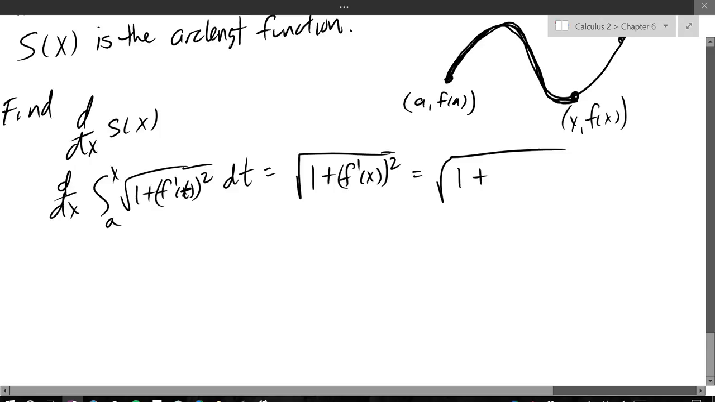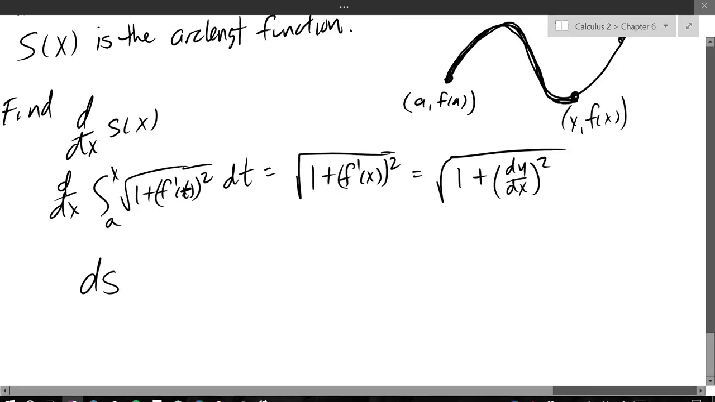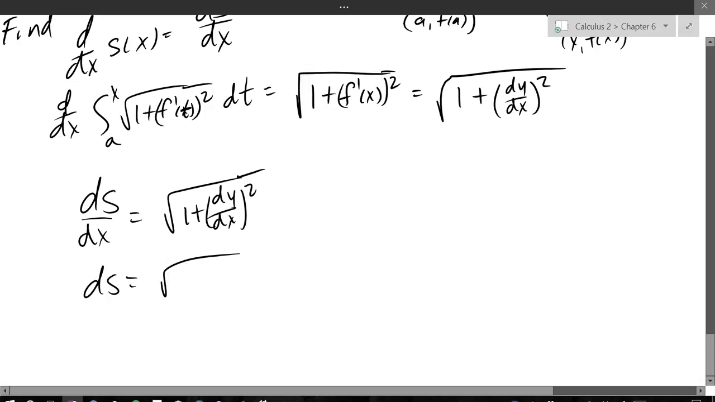Sometimes it is better to write dy over dx instead of f prime. So we could write that instead. And then ds over dx equals the square root of 1 plus dy over dx squared, and if we multiply by dx, we can get ds equals the square root of 1 plus dy over dx squared, and then outside, dx.